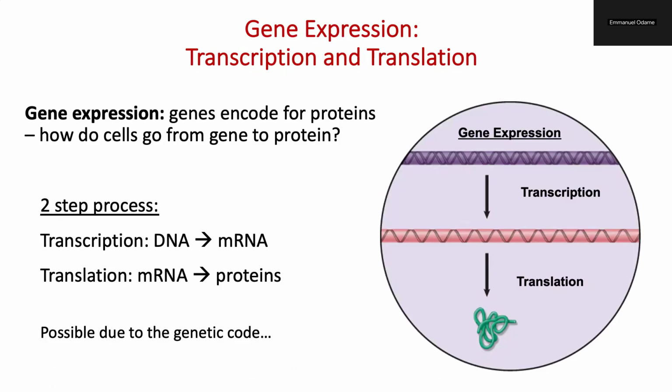So gene expression involves the process where genes which are encoding for proteins are being transcribed. Basically, this whole process involves two steps. We've talked of DNA to mRNA and then from mRNA to protein.